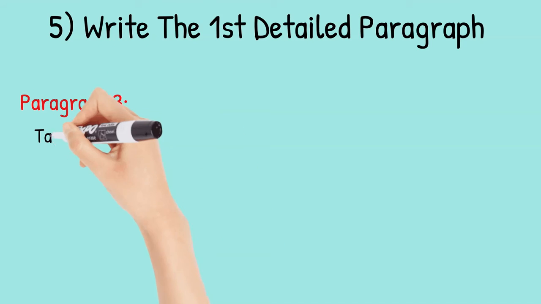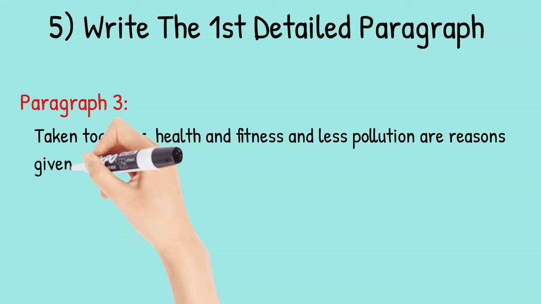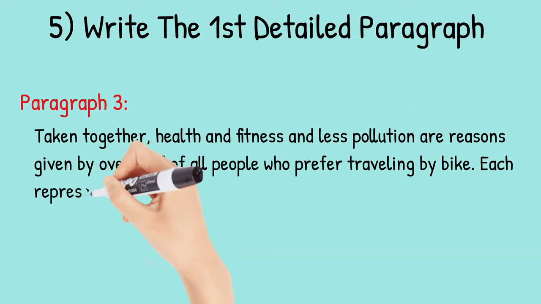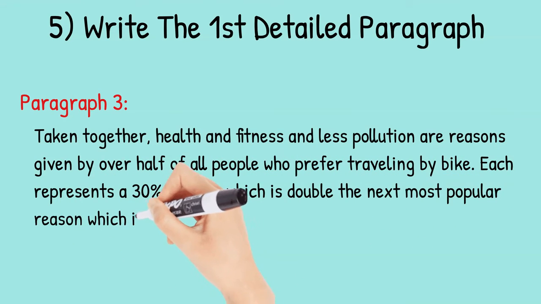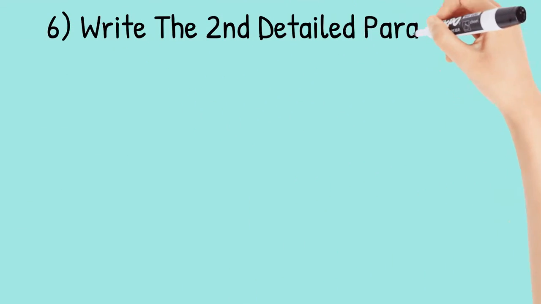And this is an example of what you could write for paragraph 3. Taken together, health and fitness and less pollution are reasons given by over half of all people who prefer traveling by bike. Each represents a 30% portion, which is double the next most popular reason, which is a lack of parking issues at 15%. Next is how to write the second detailed paragraph.